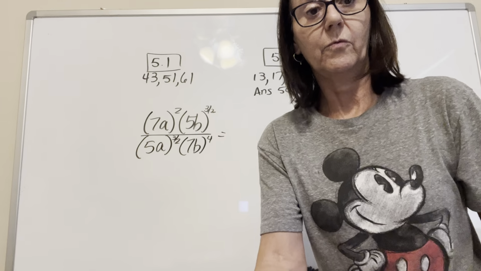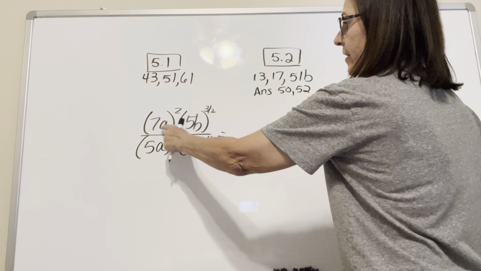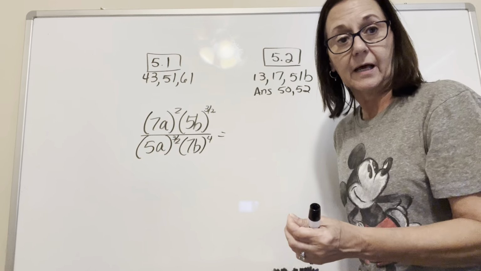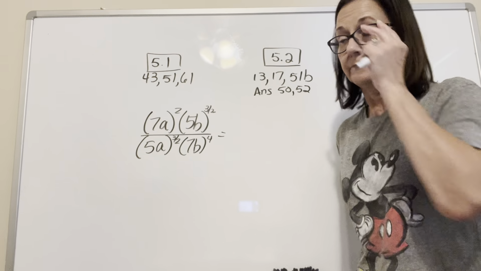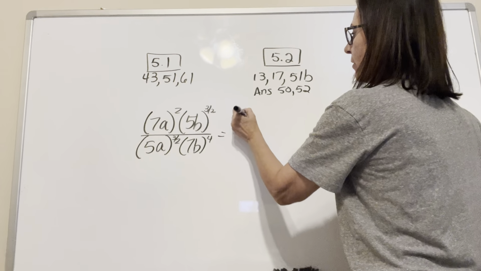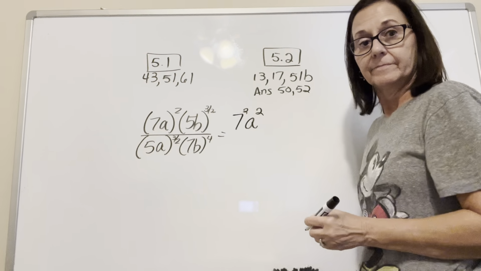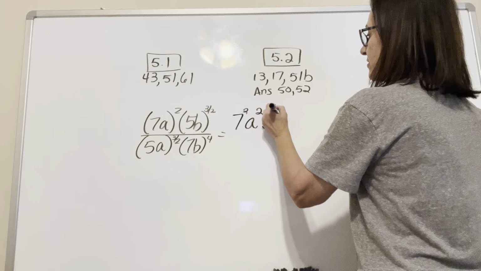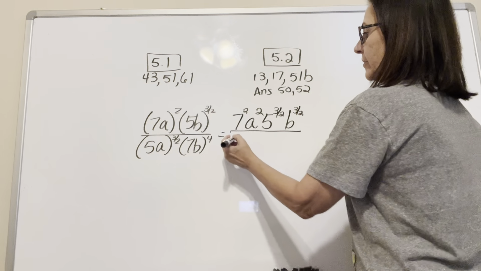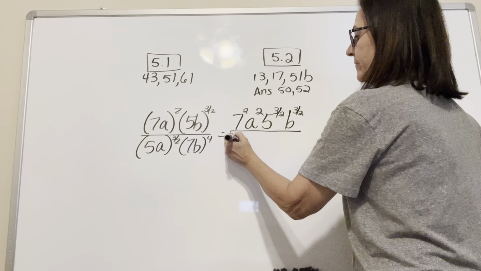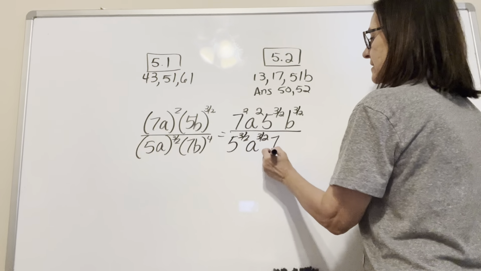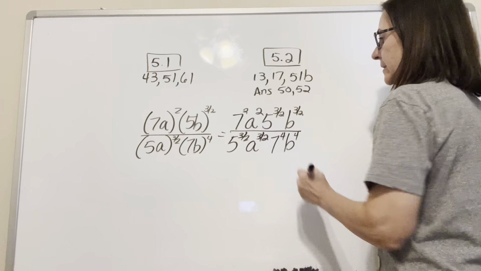Power raised to a power, we multiply. All right. This is 7 squared and a squared. It's distributed to both of the terms when those terms are multiplied, not when they're added or subtracted. All right, so I'm just going to write the exponents. This is 7 squared, a squared. This is 5 to the 3 halves, b to the 3 halves, all over 5 to the 3 halves, a to the 3 halves, 7 to the 4th power, b to the 4th power.